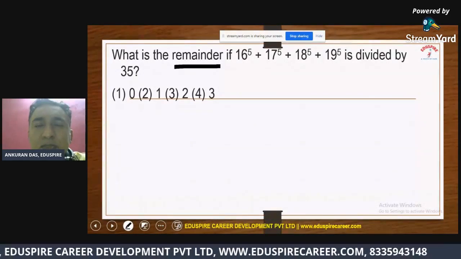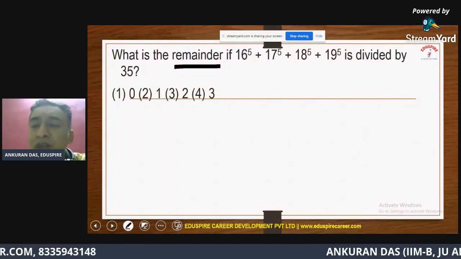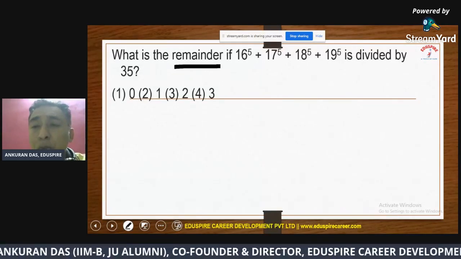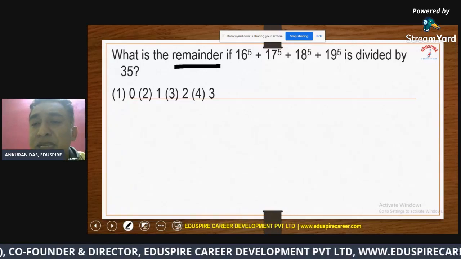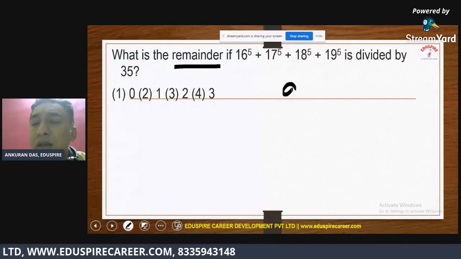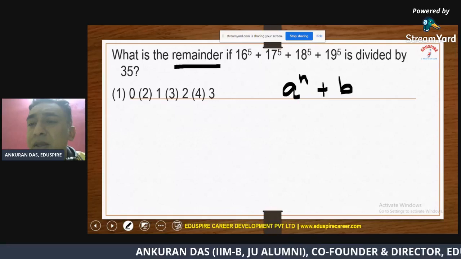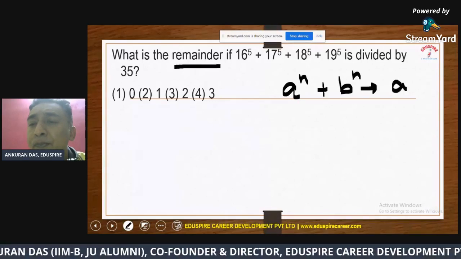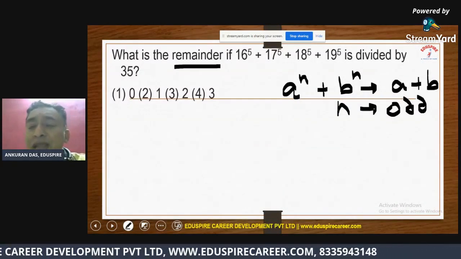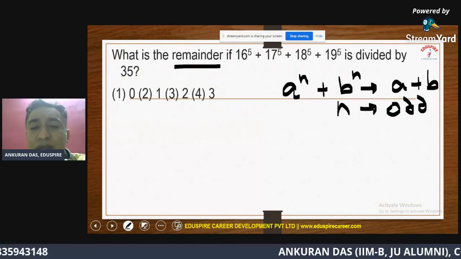So it says, what is the remainder when 16 to the power 5 plus 17 to the power 5 plus 18 to the power 5 plus 19 to the power 5 is divided by 35? Now you should know there is a concept which says a number which looks like a to the power n plus b to the power n is divisible by a plus b if n is odd. So if the power is odd, then this expression a to the power n plus b to the power n will be divisible by a plus b. So let's see how we apply it over here.